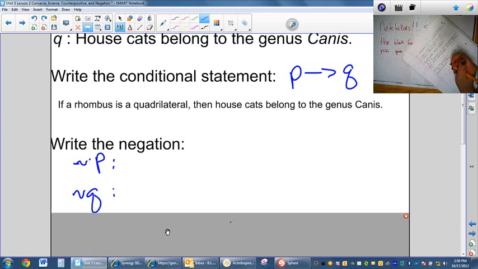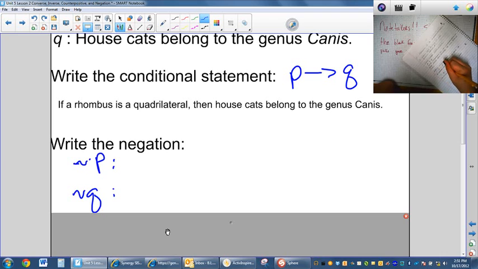And when we negate Q, what do we get? Rihanna, when we negate Q, what do we get? You're not sure how to do it? This is exactly it. Like I said, make it easy. House cats do not belong to the genus Canis.